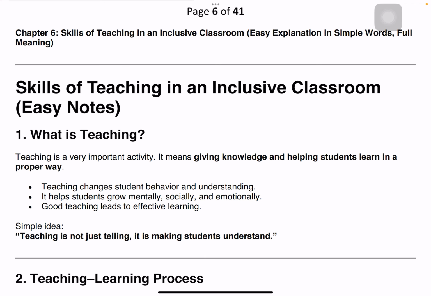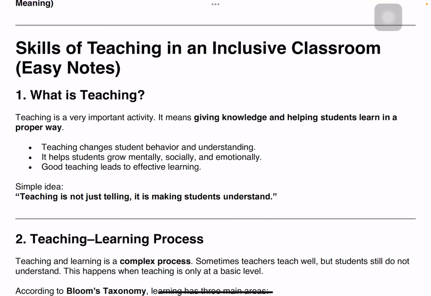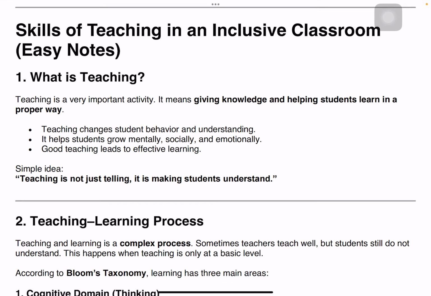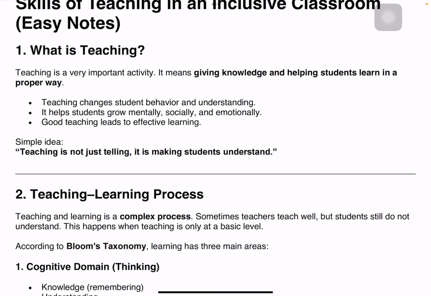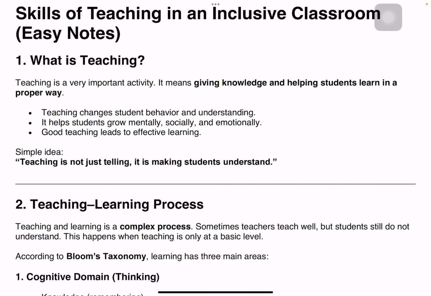Chapter number 6, skills of teaching in inclusive classrooms. What is teaching? Teaching is a very important activity. It means giving knowledge and helping students learn in a proper way.